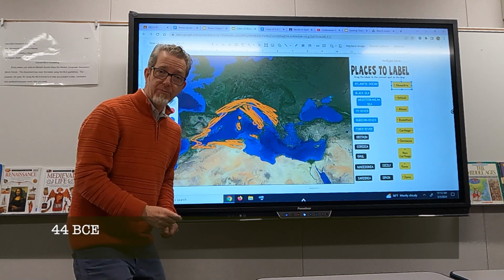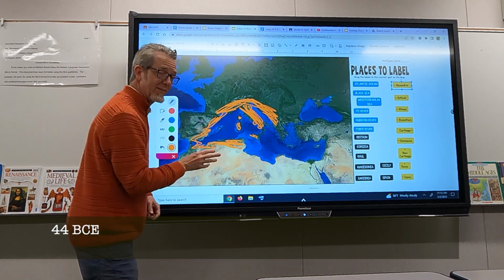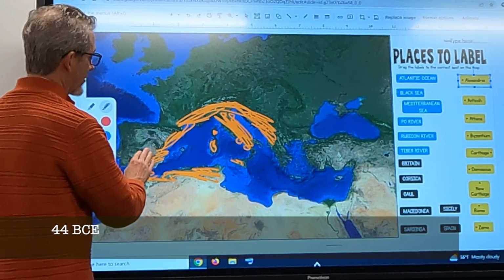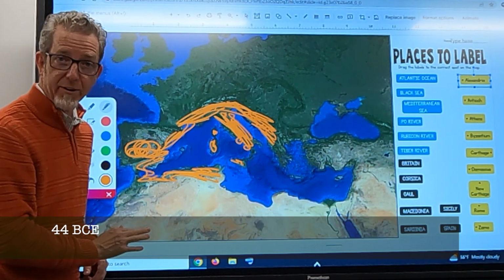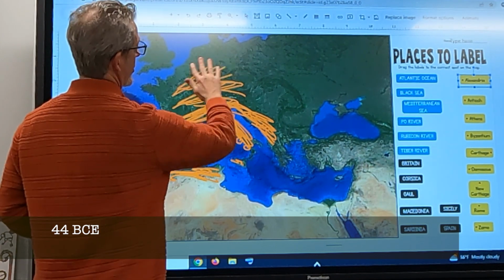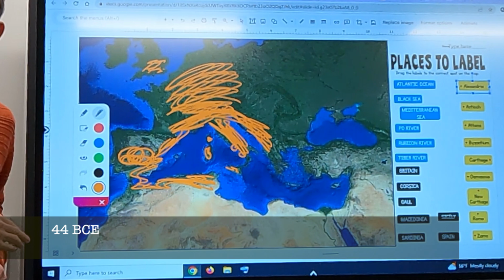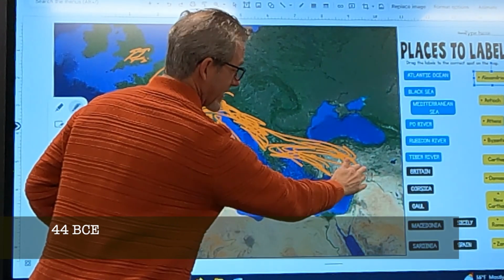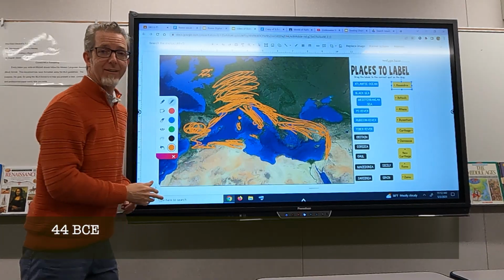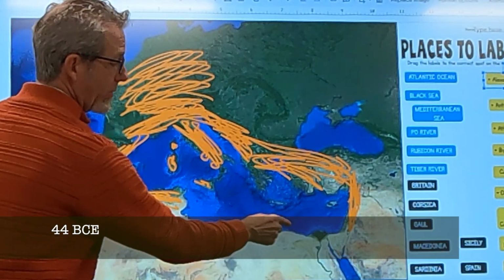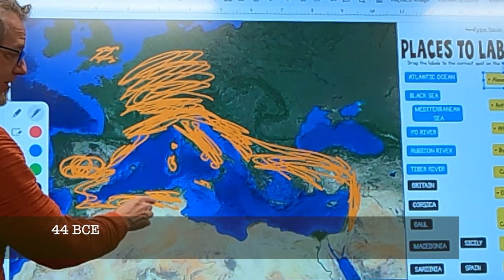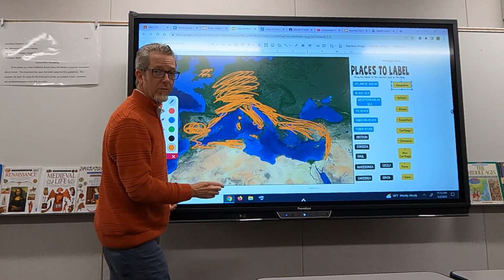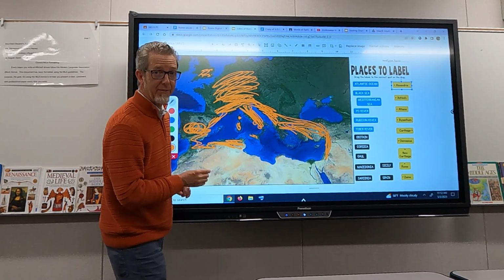Then by 44 BCE, the extent of the Roman Empire, they had conquered much more of this area in Spain. They had conquered Gaul. They had even conquered a little bit up into Britain. They had conquered over here into Byzantium. In fact, down the east coast, Antioch and Damascus, they were able to conquer that too. The one area that they hadn't conquered was this area here around Egypt, the big city of Alexandria. They didn't get that one.